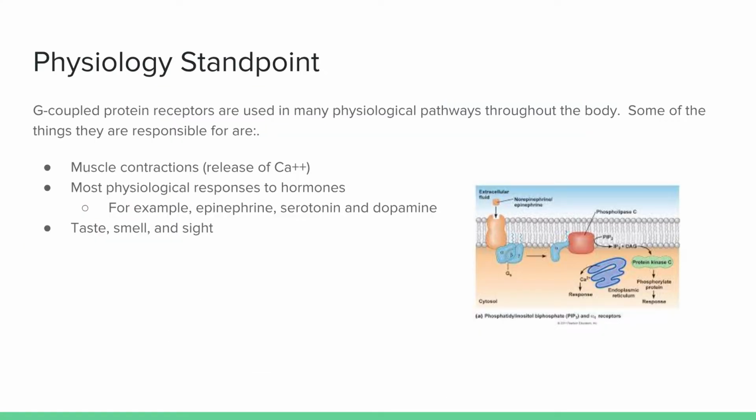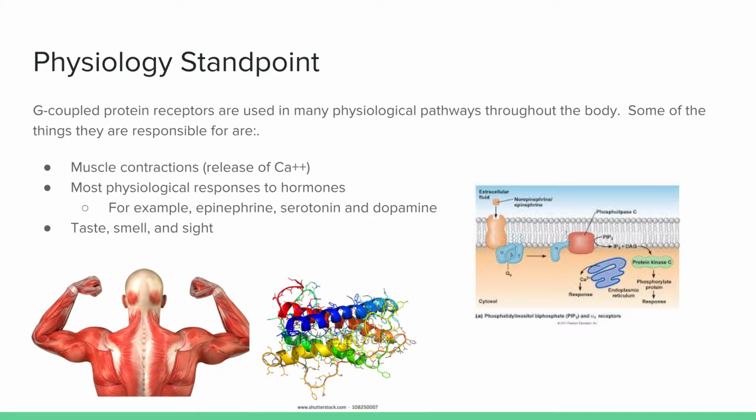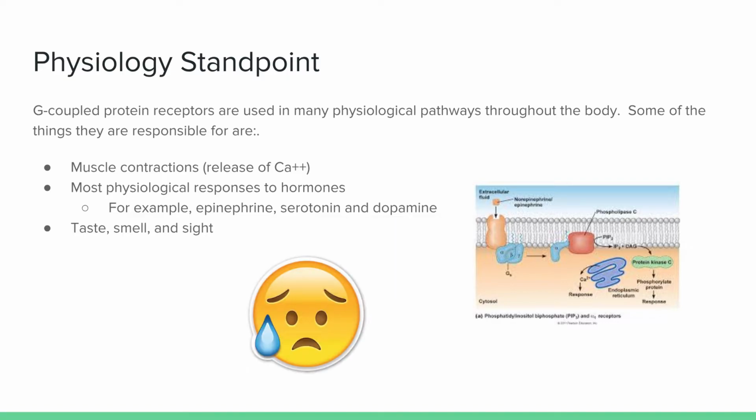G-protein coupled receptors are responsible for the majority of physiological processes that go on in the body. These can include muscle contractions, hormone responses, and even some special senses. Without these receptors, our bodies would not function correctly.